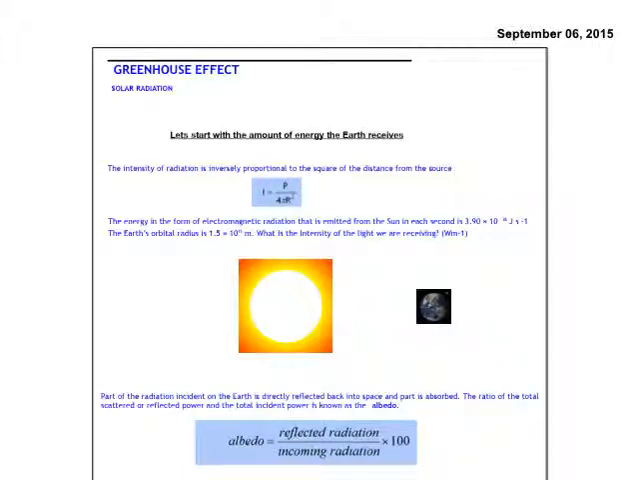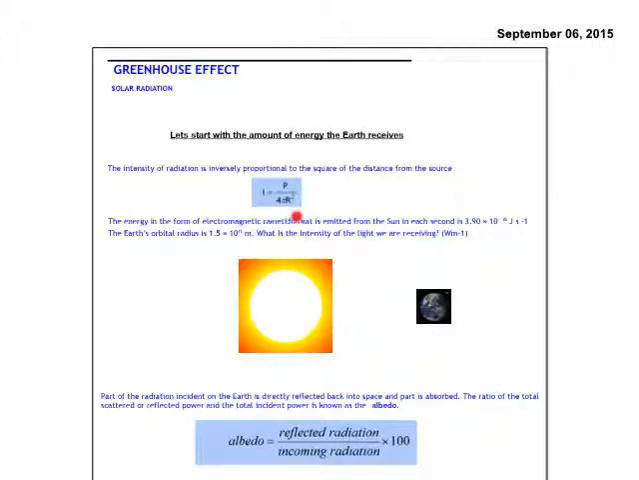The intensity of radiation is inversely proportional to the square of the distance from the source. Now, if we know the intensity of the sun, or the light coming from the sun, and we know the distance from the sun to the Earth, then we can work out easily what the amount of energy per second per square meter is, using the relationship intensity equals power over 4 pi r squared. Why 4 pi r squared? If you remember rightly, it's the area of a sphere.